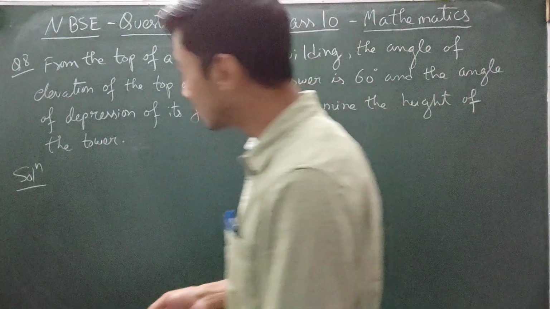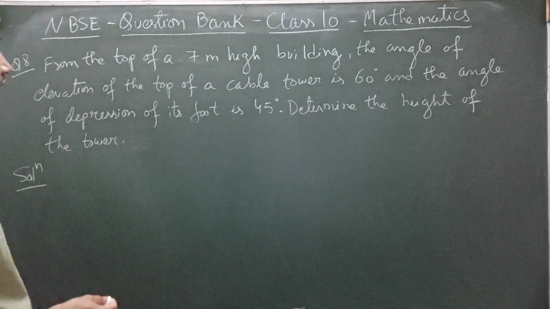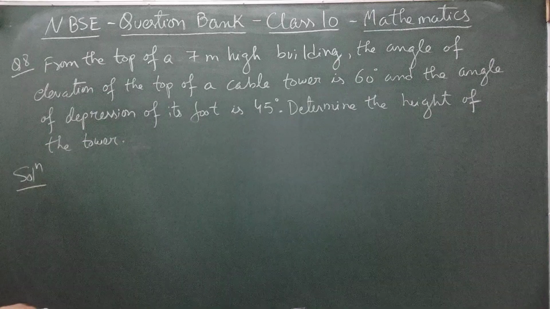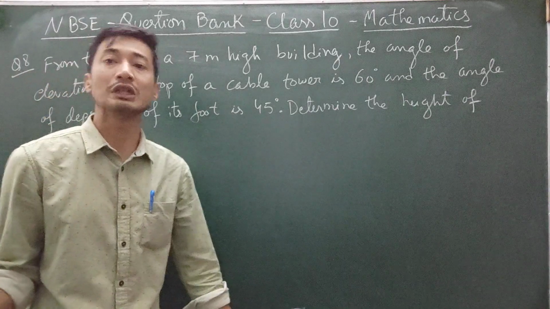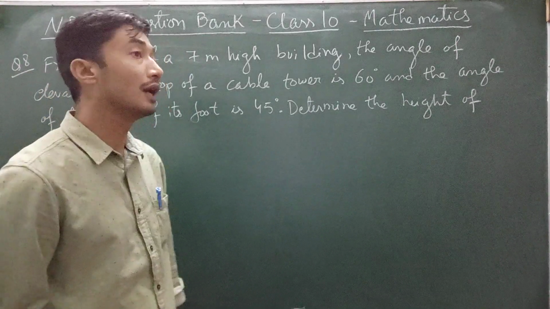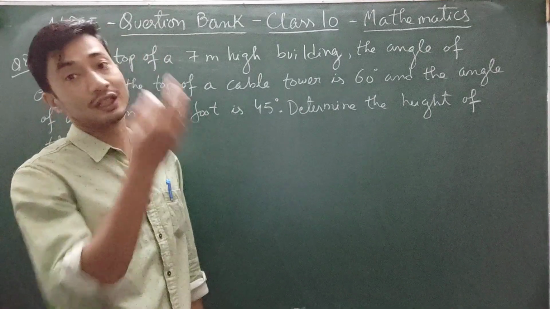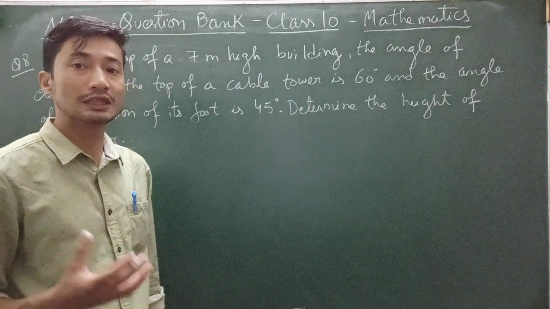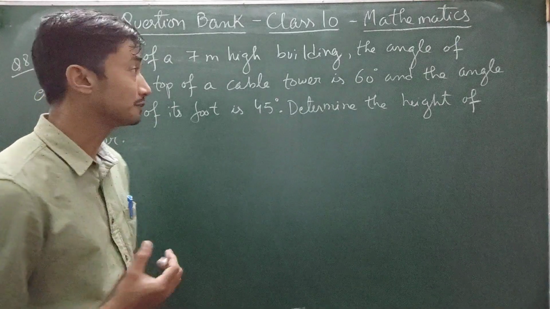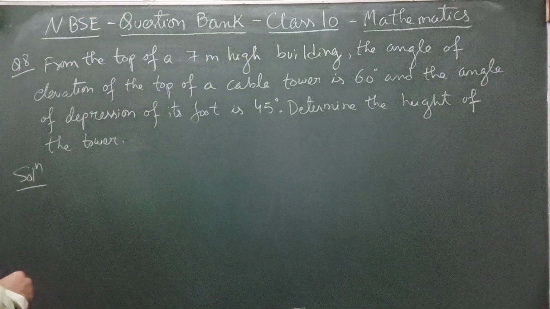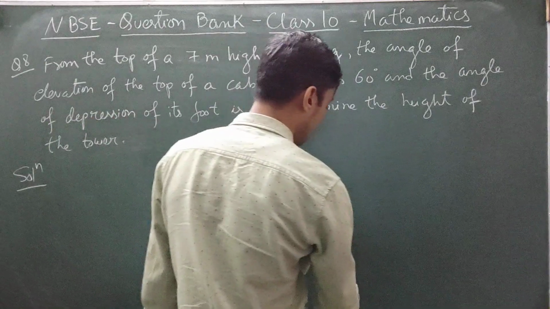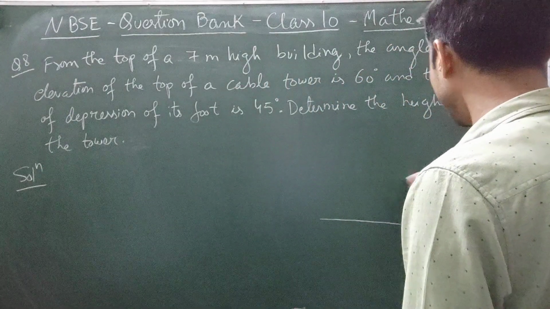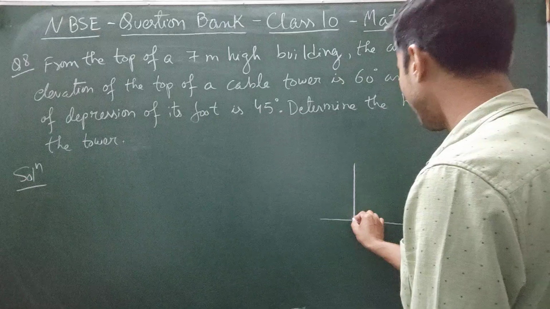From the top of a 7-meter high building, the angle of elevation of the top of a cable tower. Building, tower. The tower is always taller, isn't it? I don't think our house is taller than the tower, no? So here we do require some common sense also. Let's just start with the figure. From the top of a 7-meter high building, let's say the building is here.